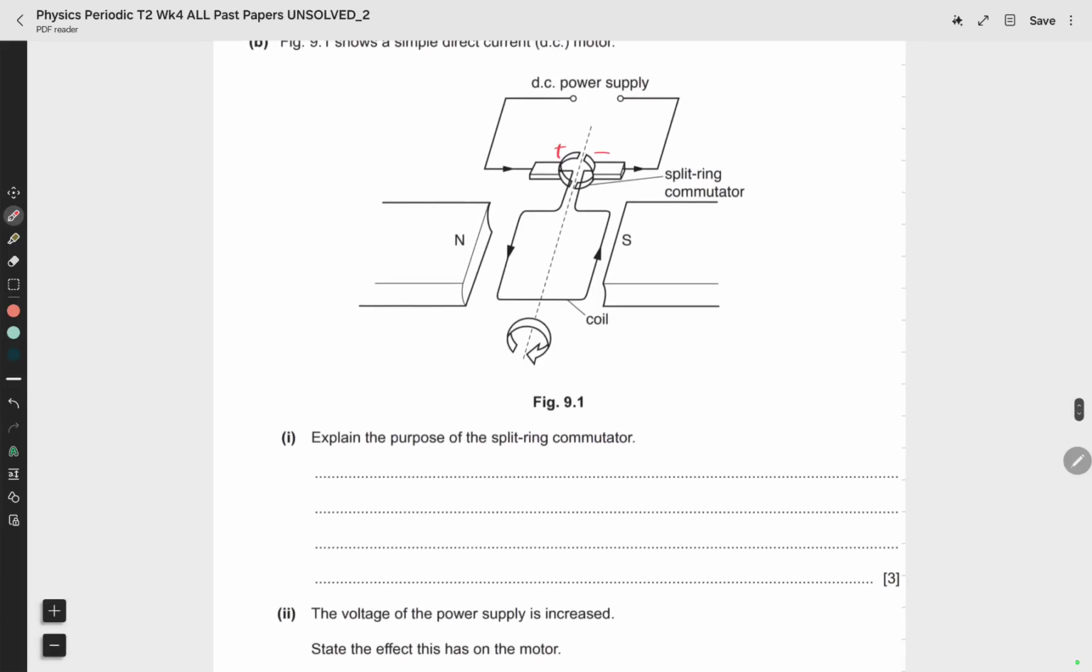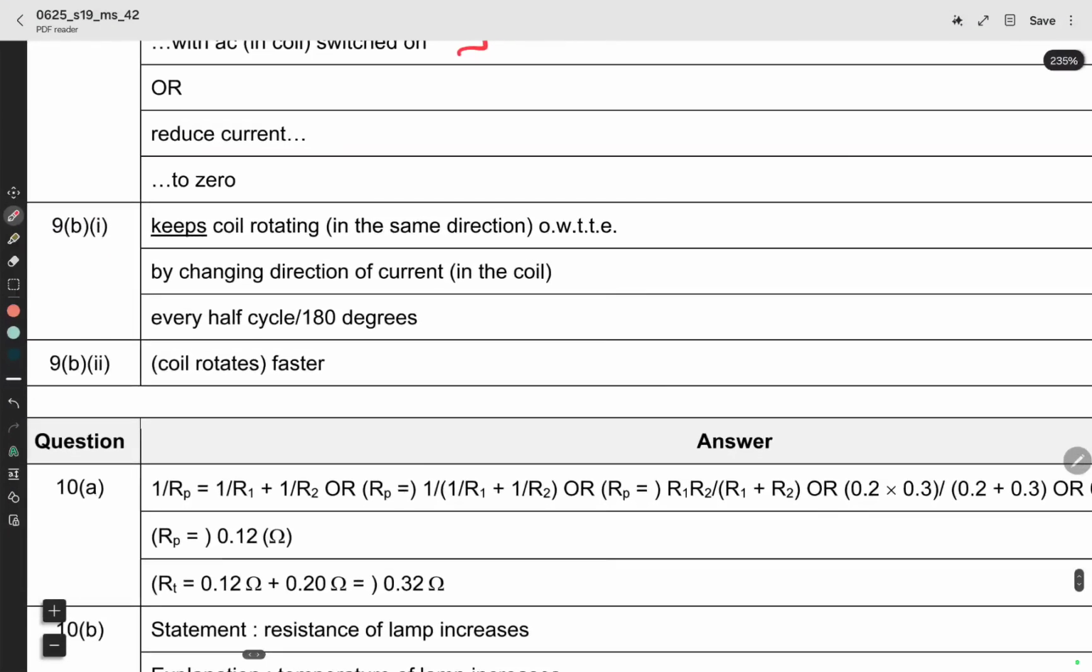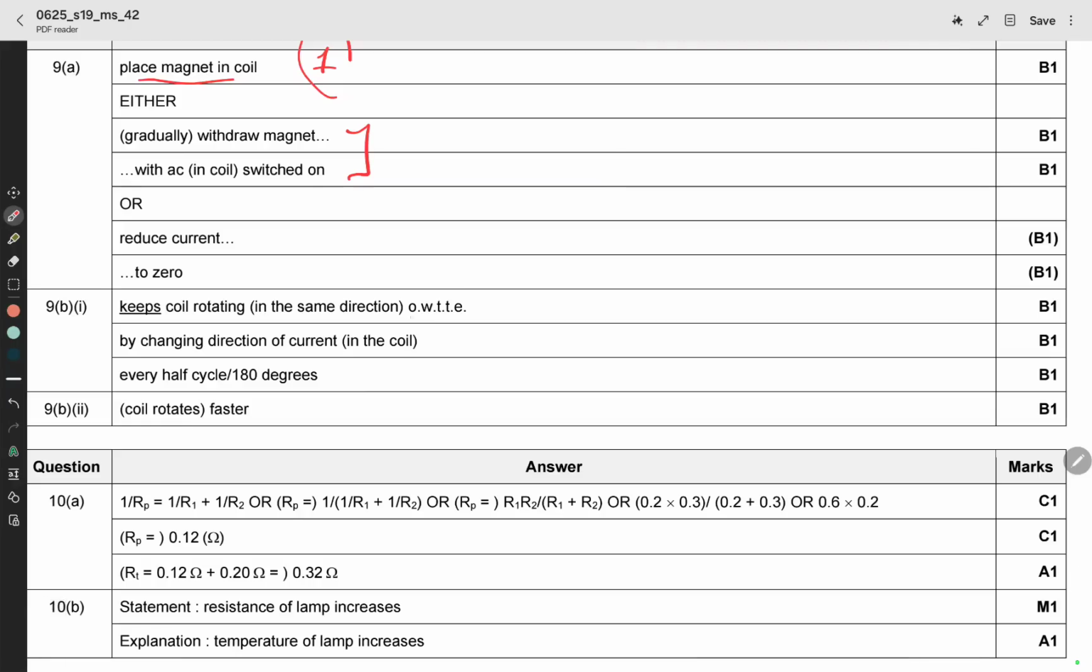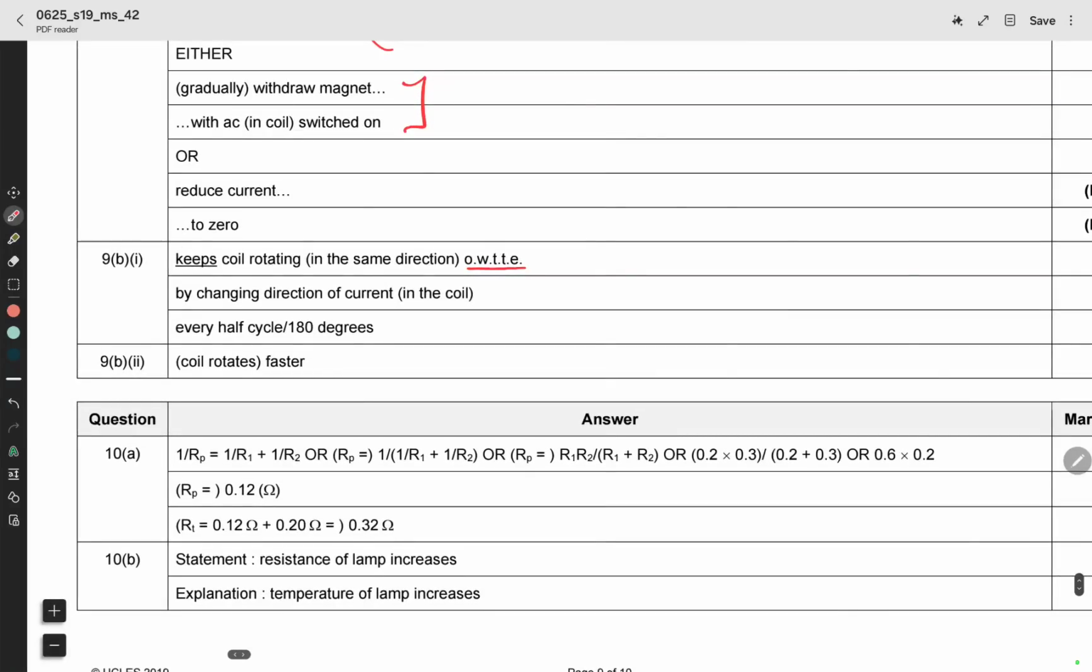It's a 3-mark question, so I don't want to say stuff that might confuse you. So I'm just going to open up the marking scheme and show you. Okay, this means or words to that effect. So you can say this in whatever way you want, but whenever you see an underlined word, that means you have to say that word. The first thing you're going to say is it keeps the coil rotating in the same direction. How does it do it? It does it by changing the polarity or direction of current every half rotation.